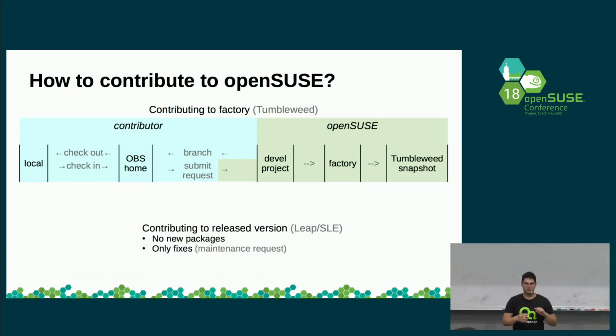So you usually look for the package you want to contribute to in these devel projects. And then you usually make a copy of this project to your home project in build.opensuse.org. This is called a branch. So you make a branch to your account.